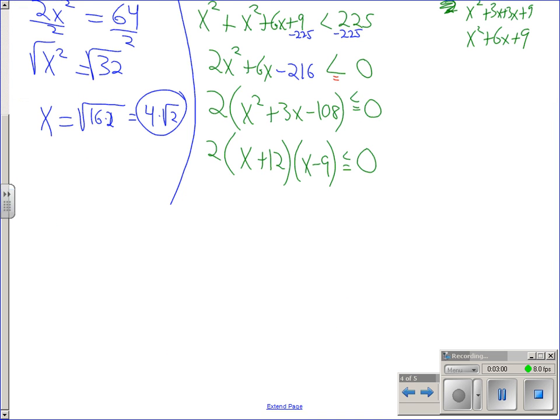So when we solve these quadratics, when we factor it, we set our factors equal to 0. 2 equals 0 makes no sense at all. So that constant out in front, that 2, never affects our answers, but it's there. So this x plus 12, you set that equal to 0 and solve for x. We get x equals negative 12. You set your x minus 9 equal to 0 and solve that, you get x equals 9.